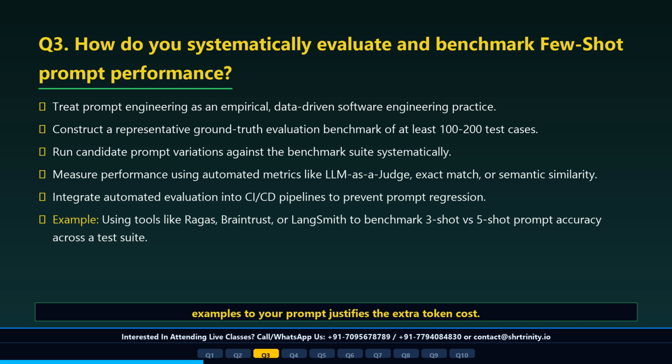You configure your evaluation harness to run candidate prompt A, which uses 3 shots, and candidate prompt B, which uses 5 shots, across the entire 200-item test suite. The framework automatically scores both runs across metrics like accuracy, faithfulness, and format compliance. If the 5-shot prompt only yields a 0.5% accuracy gain while increasing latency by 40%, the data clearly tells you to stay with 3 shots. Automating this in CI/CD ensures that prompt updates never break production performance.